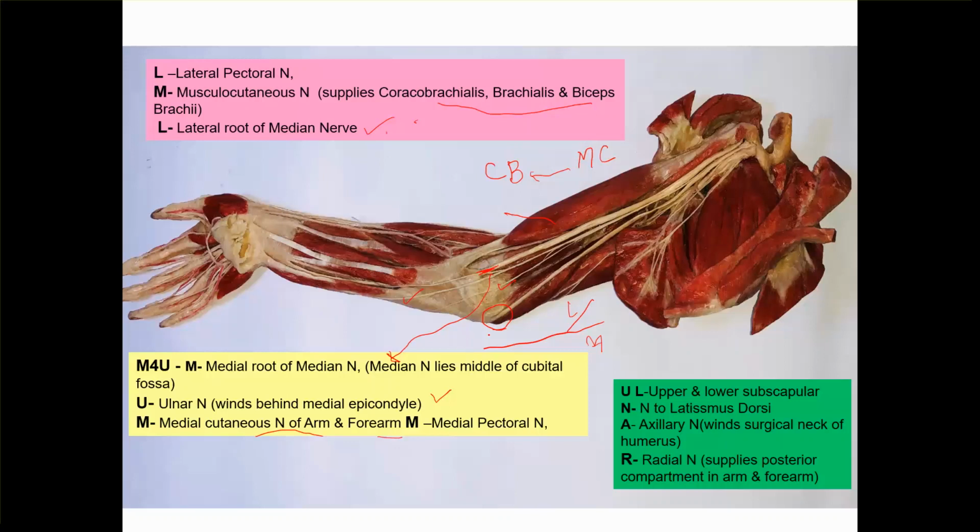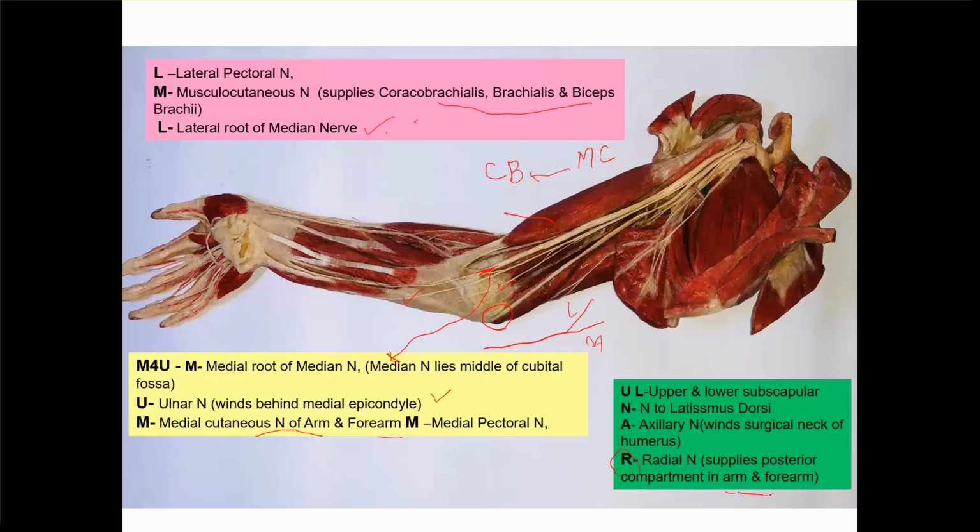Now coming to the branches of the posterior cord, because they are mostly posterior in origin and also in the way they lie behind the axillary artery. In this region we can identify the radial nerve, and you have to go really posterior to identify it. It basically supplies the posterior compartment of the arm, that is triceps, and the forearm.